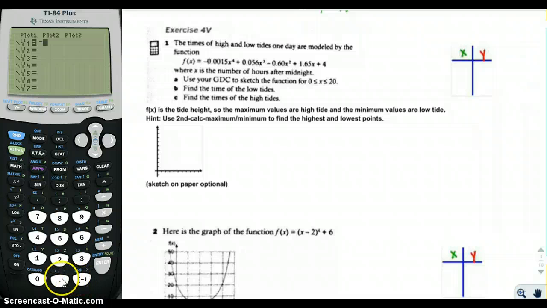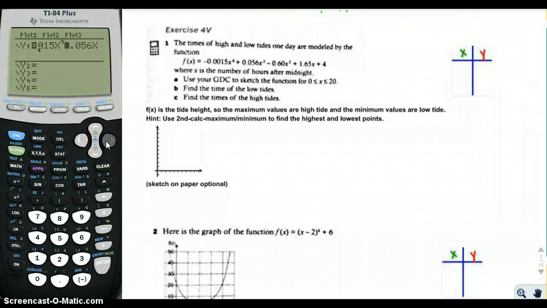But negative 0.0015 x squared plus 0.056 x cubed. Oh, actually the first one, I'm sorry, 0.0015 x to the fourth. Change this to a 4.